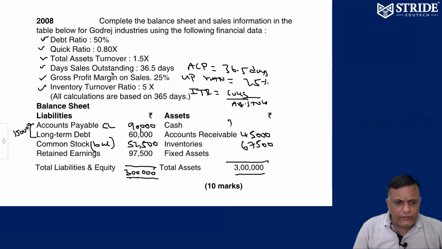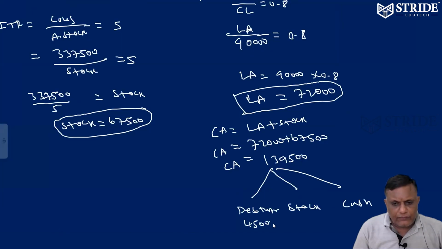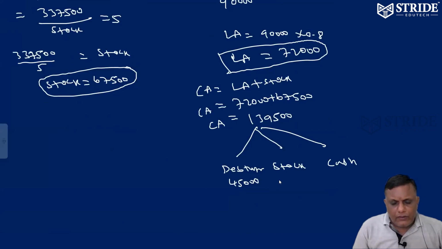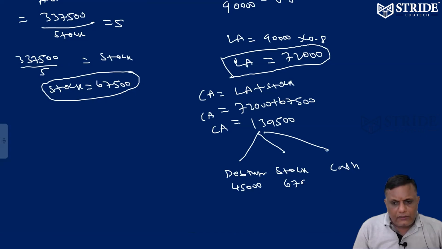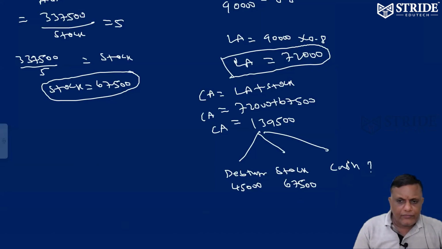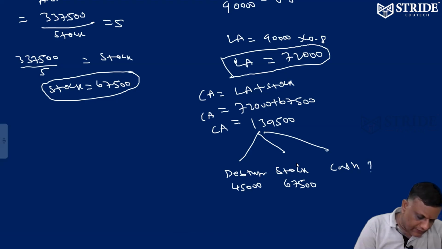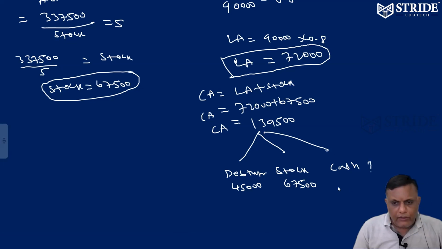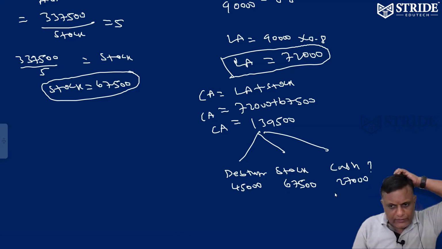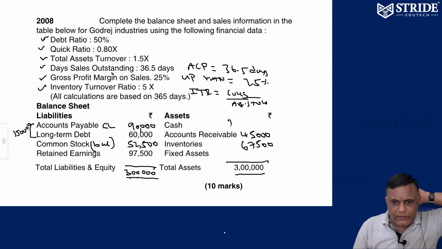Debtor means receivable here, 45,000. Stock 67,500. So cash is missing. So 139,500 minus 45,000 minus 67,500 is equivalent to 27,000. That's it. So cash is now known, 27,000.